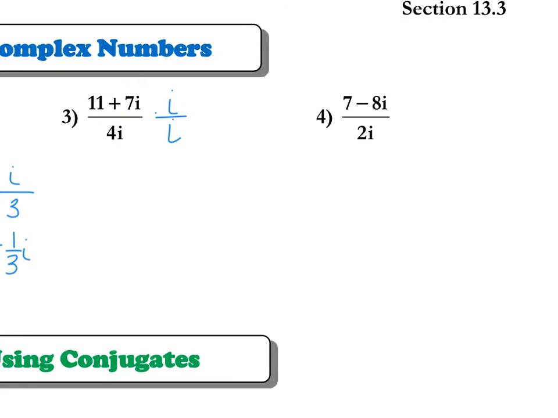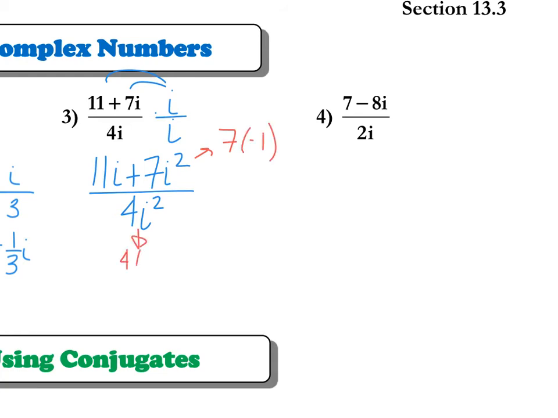All right, so we're going to distribute. So 11i plus 7i squared all over 4i squared. Once again, do not cancel the i's. Instead, use your powers of i. So this is 7 times negative 1, and this is 4 times negative 1. So now I have 11i minus 7 over negative 4.